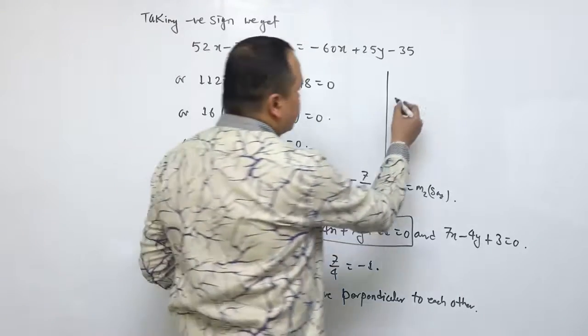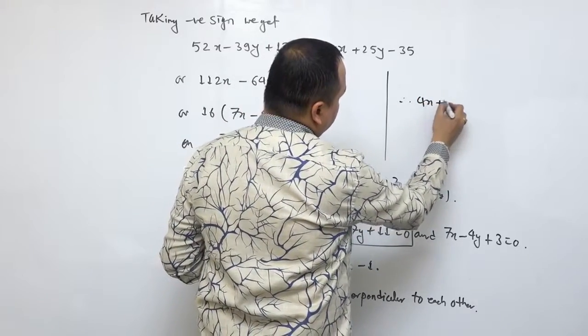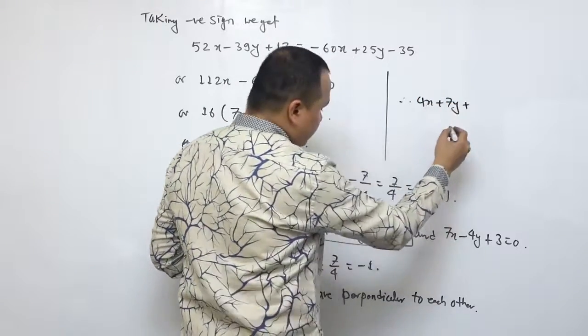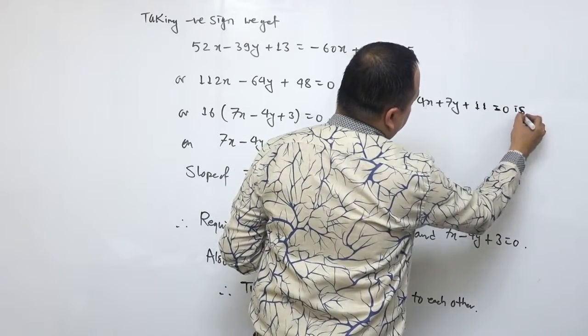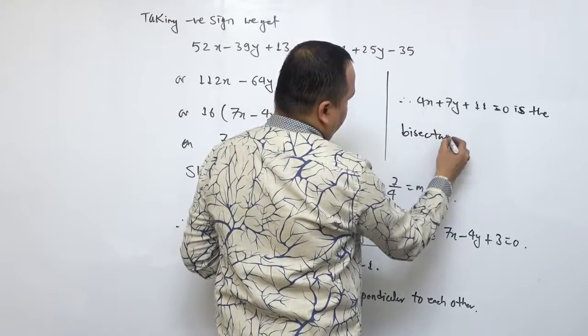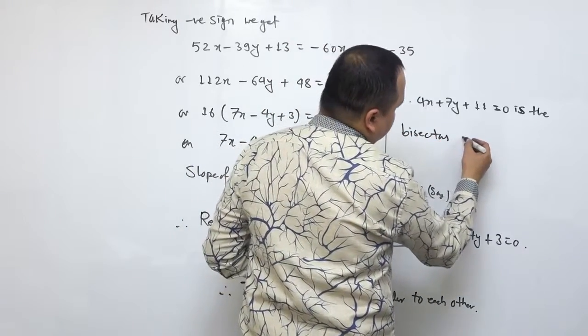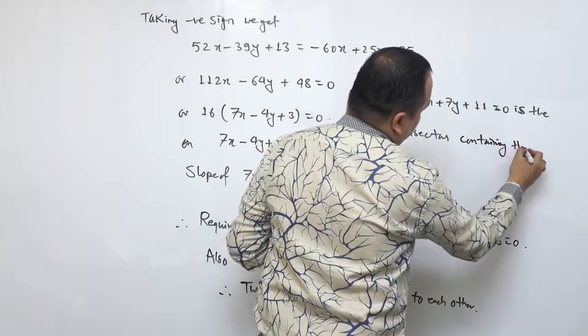Therefore, the bisector 4x plus 7y plus 11 is equal to 0 is the bisector containing the origin.